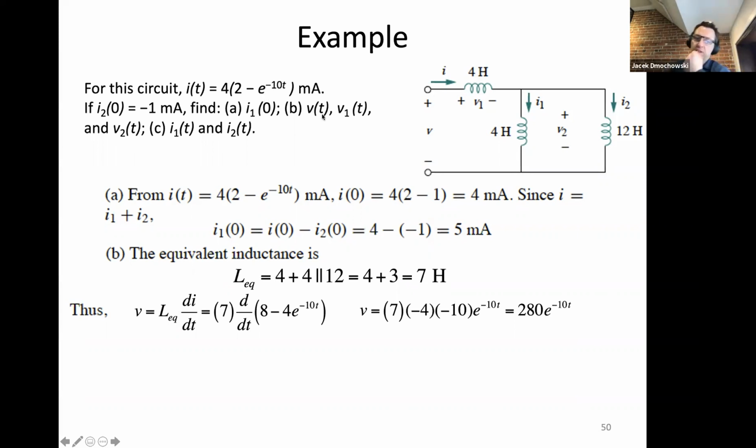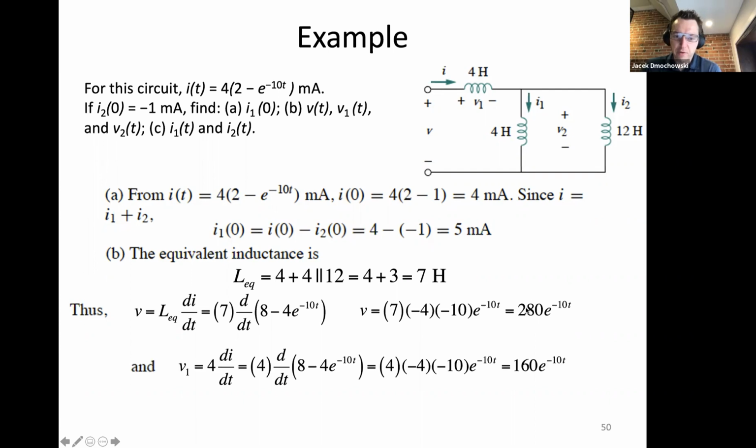Okay, so now we have a solution for I of T. We have a solution for V of T. How about the solution for V1 of T? How do I solve for V1 of T, this voltage? Yes, excellent. It's that same derivative, but now multiplied by 4 instead of 7. So divide this by 7 and multiply it by 4, and you get 160 times e to the minus 10t.